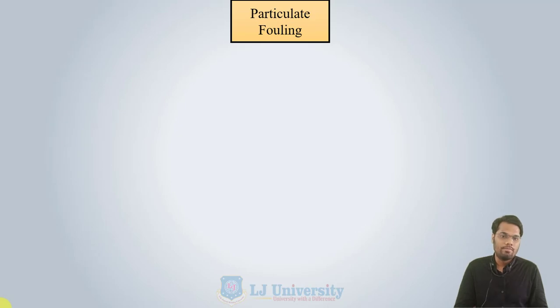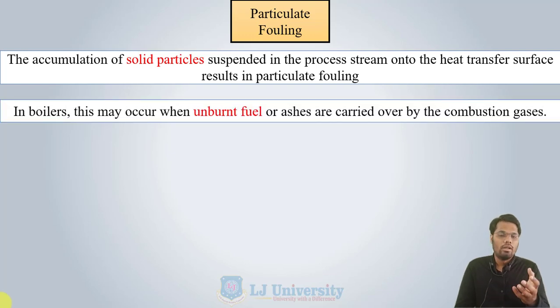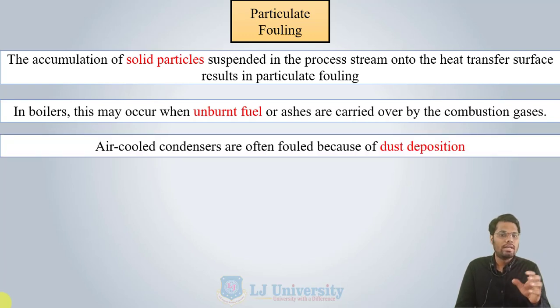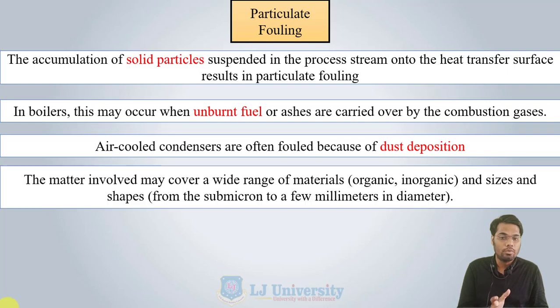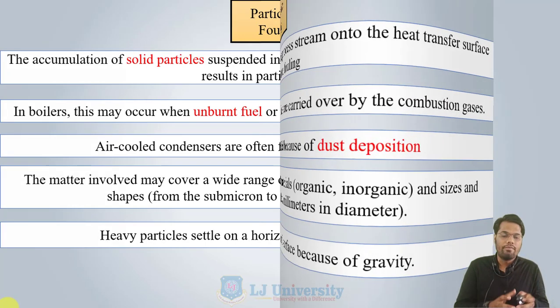First, particulate fouling. What is particulate fouling? It is the accumulation of solid particles suspended in the process stream on the heat transfer surface. In a boiler, this may occur when unburnt fuel or ashes are carried over in the combustion gases. Air-cooled condensers are often fouled because of dust deposition. The matter involved may cover a wide range of materials, organic or inorganic, and sizes and shapes. Different kinds of particles, submicron or a few millimeters in diameter, adhere to the surface from where heat transfer takes place. Heavy particles settle on the horizontal surface because of gravity.